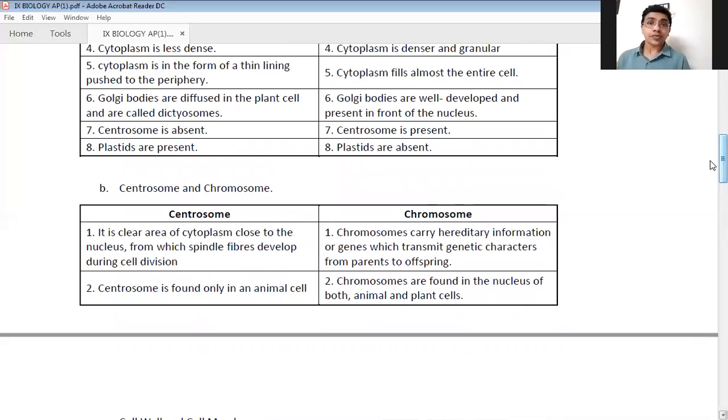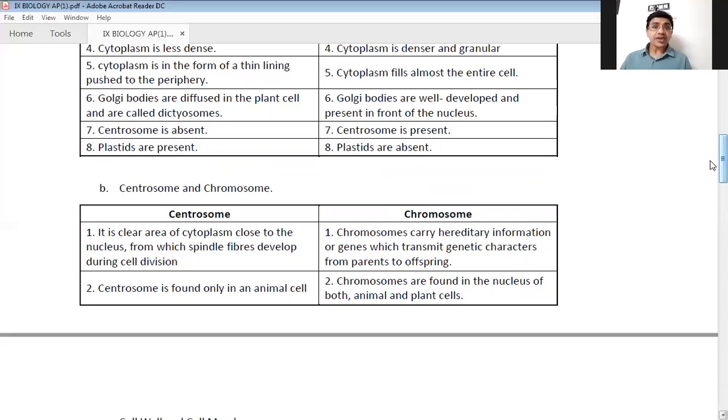Here we have just mentioned 2 points because there are hardly any points of difference here, and that is why it's for 2 marks. Let's try to understand something about them. So centrosome, it is a clear area of cytoplasm which is generally very close to the nucleus, and this is the organelle from which spindle fibers develop during cell division, right? So that is what the centrosome is all about.